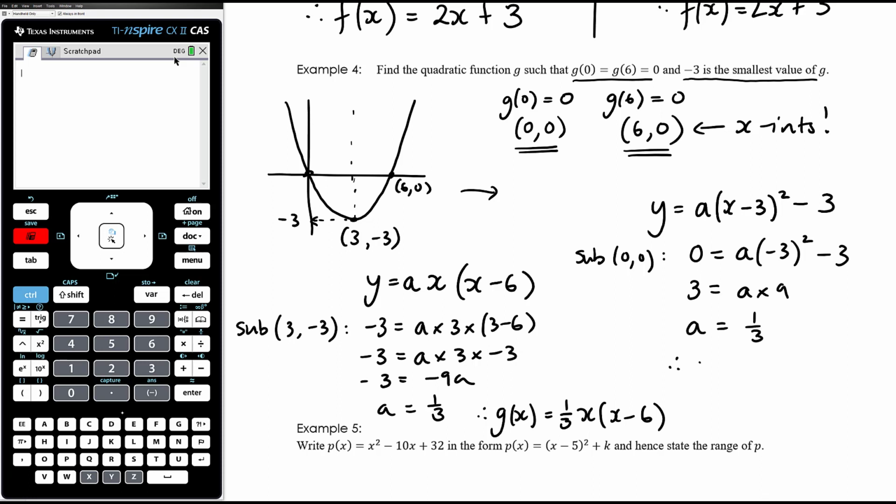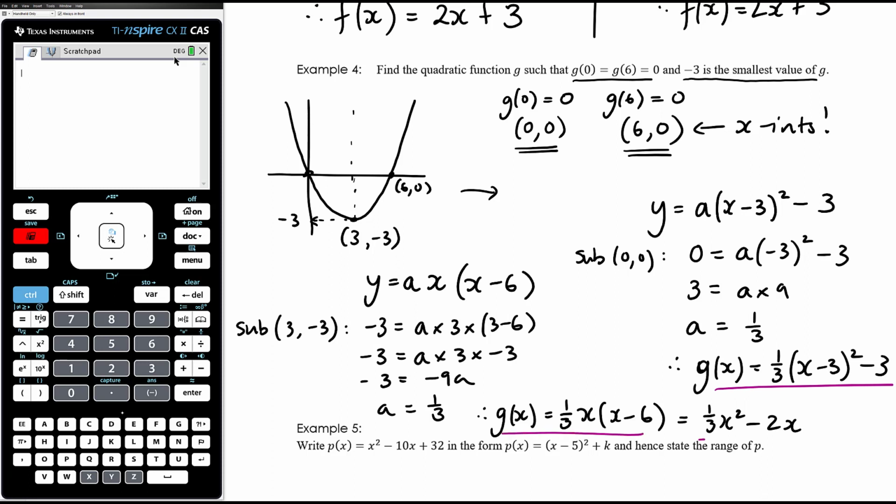And so therefore, the function g of x could also be written as 1/3 times (x minus 3) all squared, take away 3. Obviously, you could also expand out and have it be 1/3 x squared minus 2x. That would also be a third correct way of describing g of x. So any of these three things, g of x equals that, g of x equals that, or g of x equals that, would be correct equations for this particular parabola.